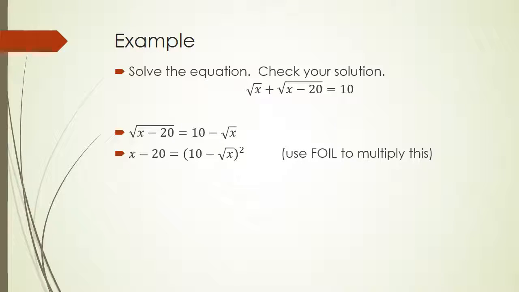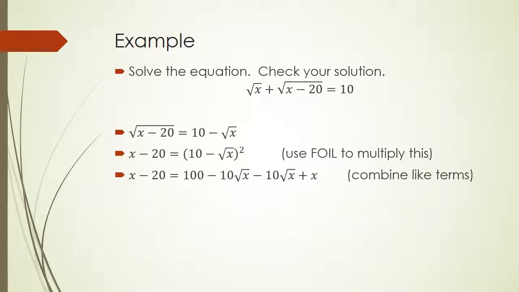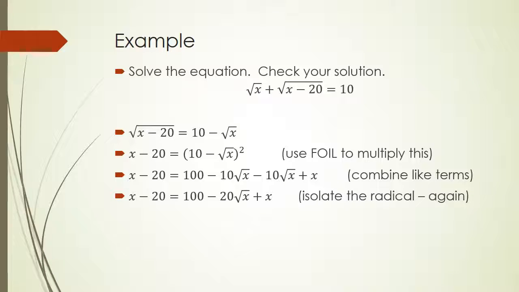We get x minus 20 equals 10 minus square root of x squared, and we're going to use FOIL to multiply that. So we get 100 minus 10 square root of x minus 10 square root of x plus x. And we're going to combine like terms. x minus 20 equals 100 minus 20 square root of x plus x. And now we're going to get the radical isolated all over again. We can subtract the x from both sides. We can subtract the 100 from both sides. Then we'll be dividing by -20. So we subtracted the x, we subtracted the 100, we divided by -20, and then we square. And our final answer is 36.